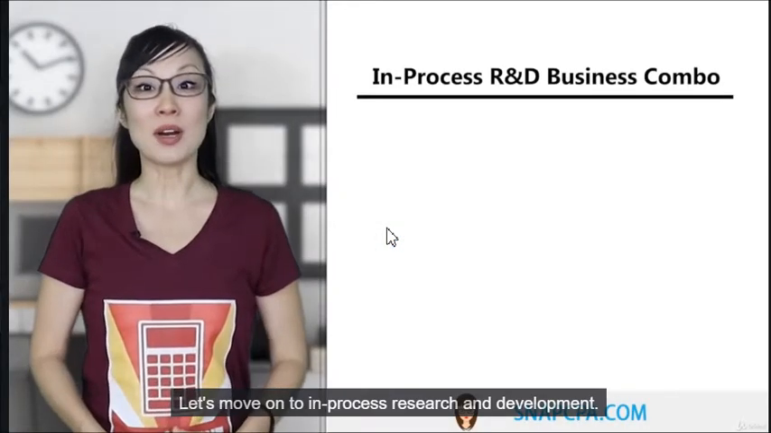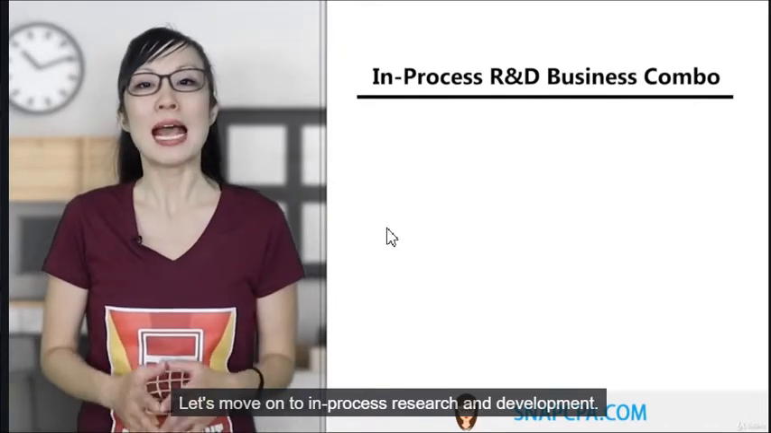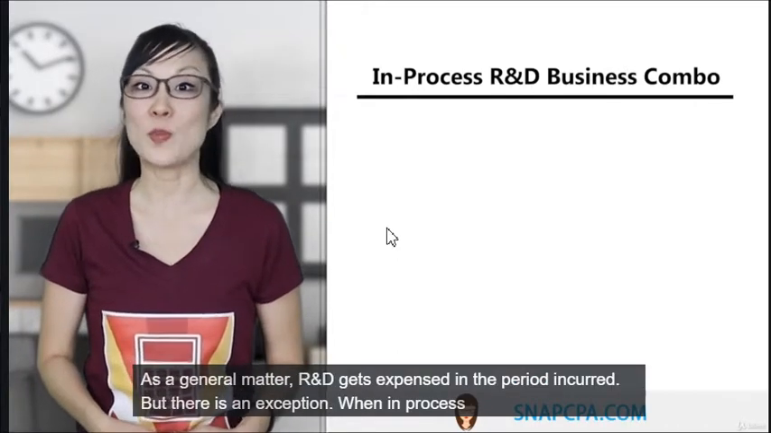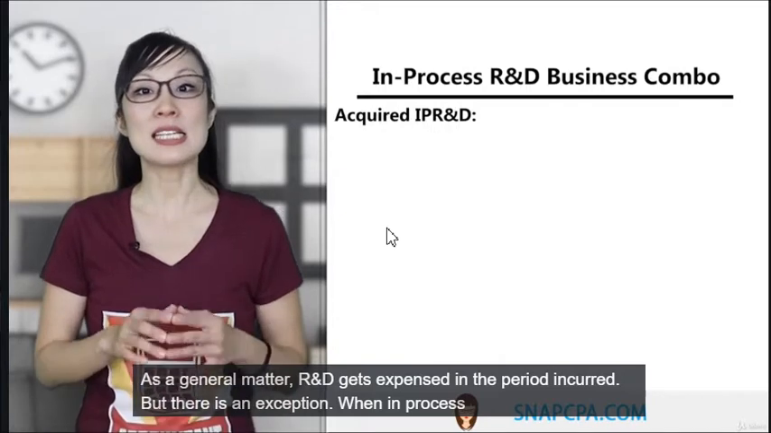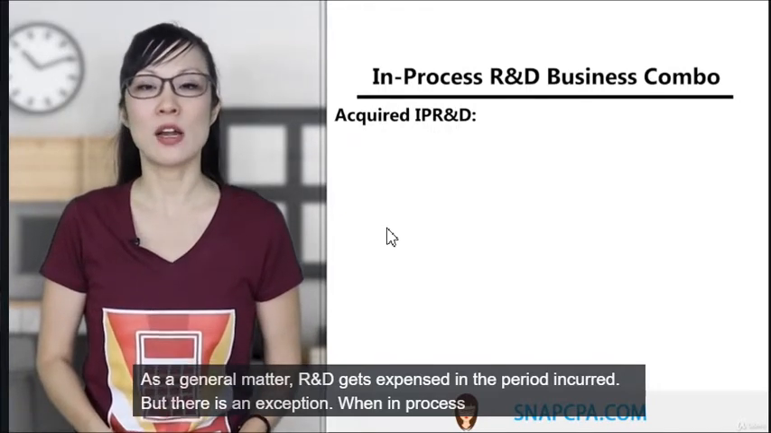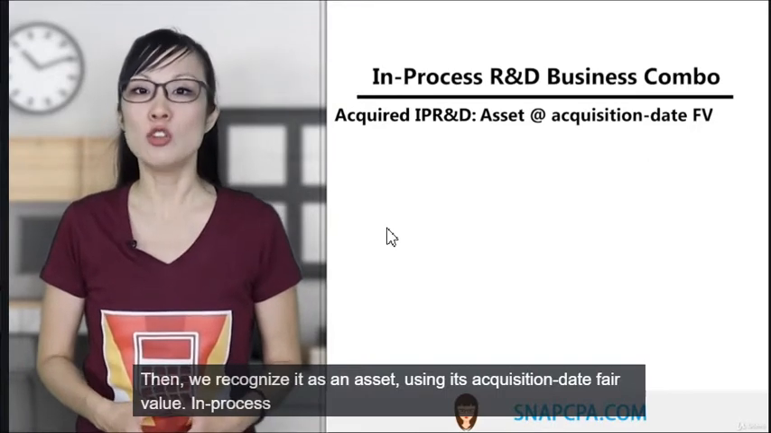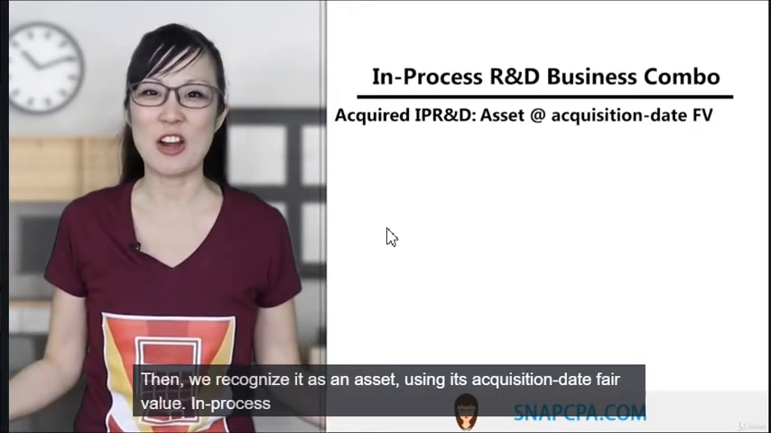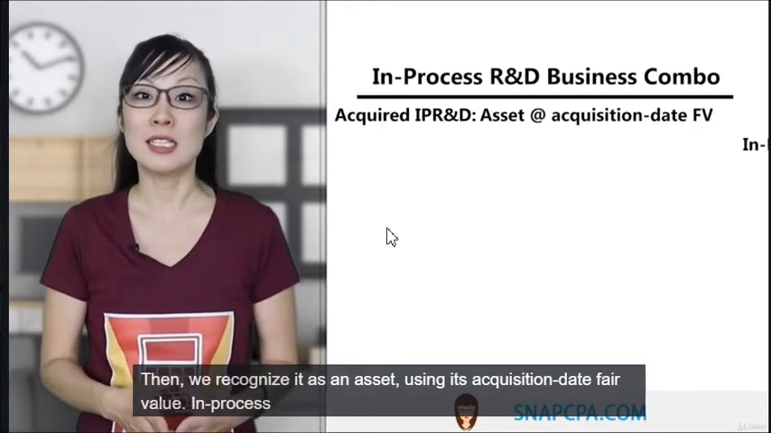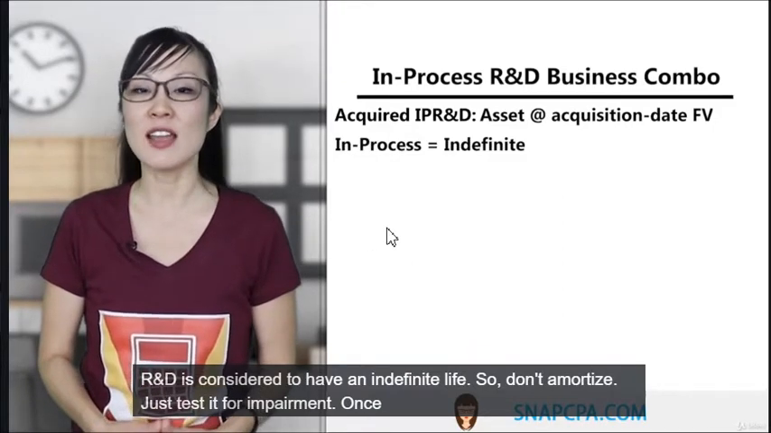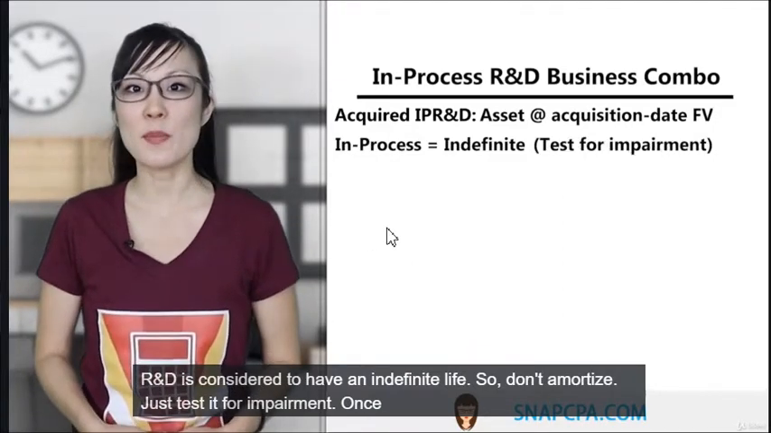Let's move on to in-process research and development. As a general matter, R&D gets expensed in the period incurred, but there's an exception when in-process R&D is acquired. Then we recognize it as an asset using its acquisition date fair value. In-process R&D is considered to have an indefinite life, so don't amortize, just test it for impairment.